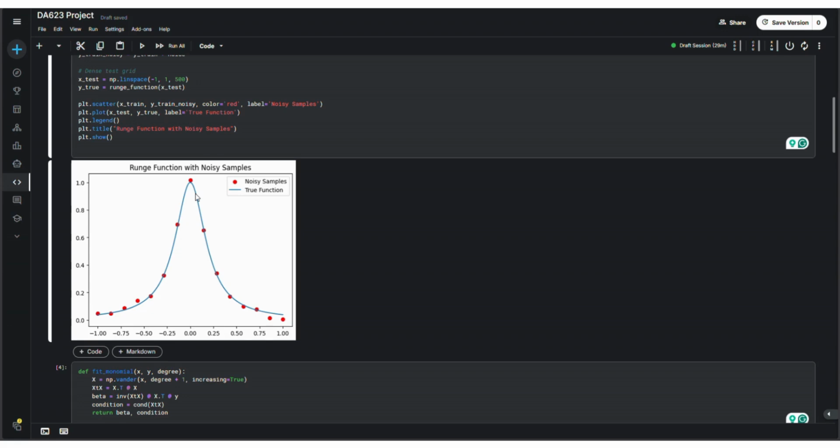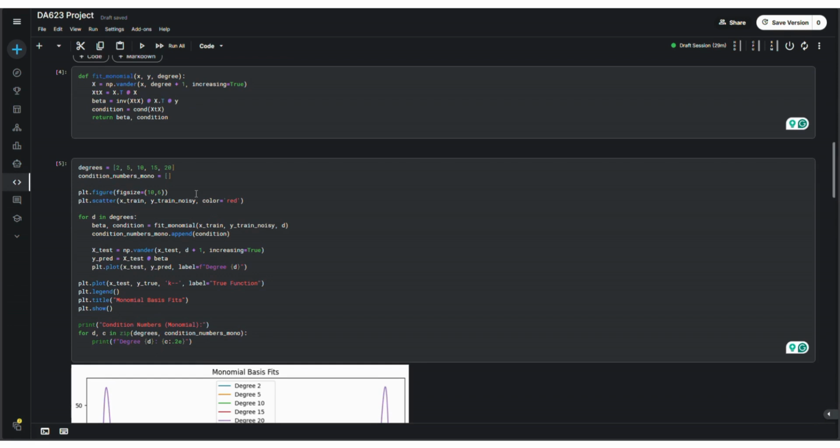If the noise is small, we can expect a reasonable regression model to approximate the function really well. I have also created this fit polynomial function, as the name suggests. It generates the Vandermonde matrix manually, where each column corresponds to x to the power 0, x to the power 1, x squared, x cubed, and so on.